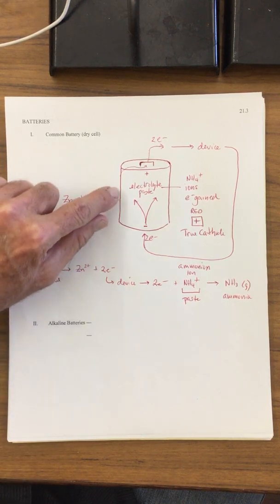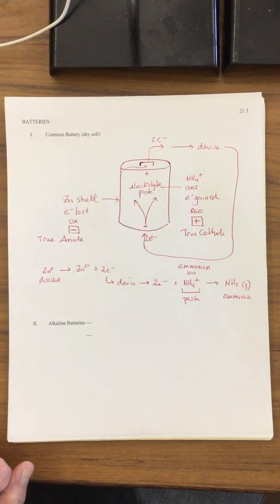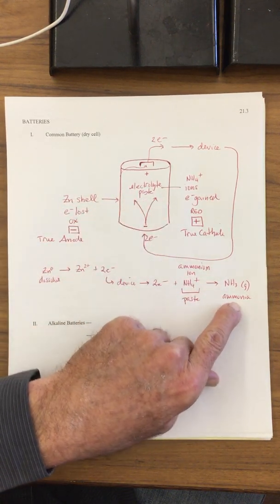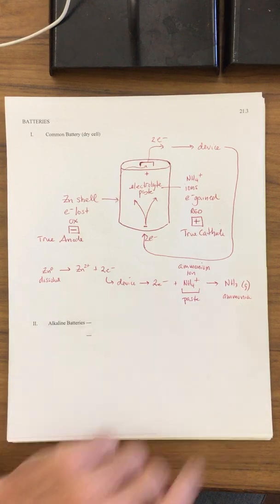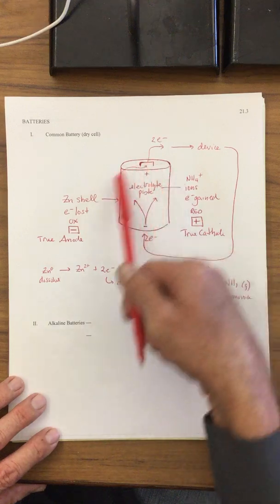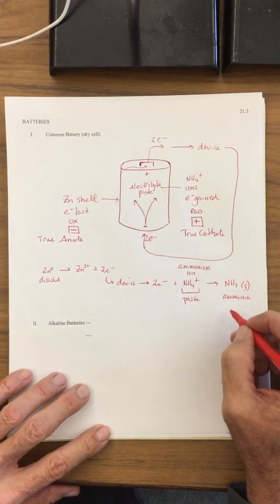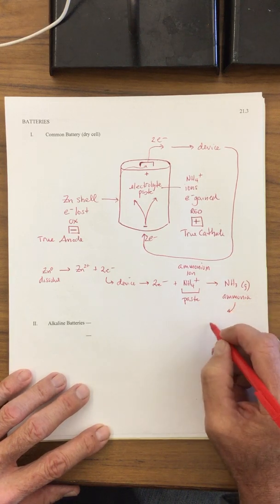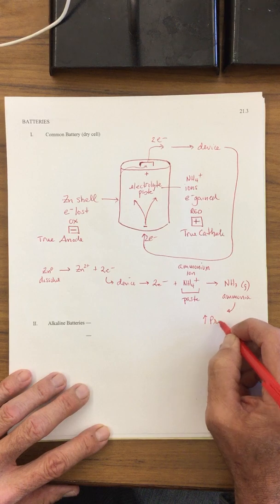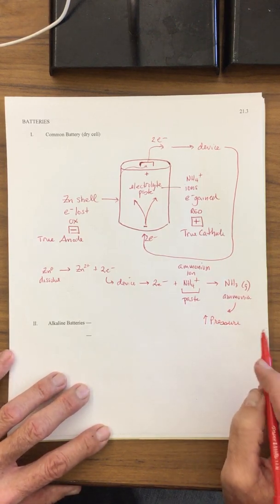So now what's happening is you've got this container, which is the battery, and it's starting to fill up with ammonia gas. What's going to happen when a gas starts to fill this sealed container? This is going to build up pressure. So we increase the pressure on the inside of the battery.